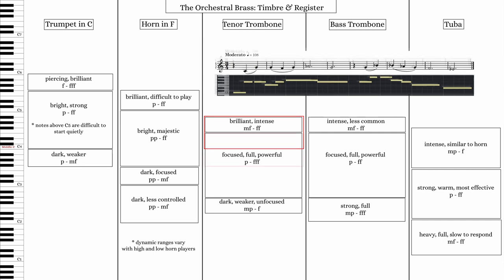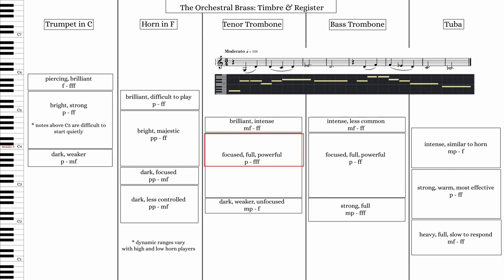But if we move down in transposition by a fourth, so that would be an octave below the original, we're in a much more comfortable part of the tenor trombone register. This would be a great register for a powerful forte or fortissimo melody that could cut through an orchestral texture.